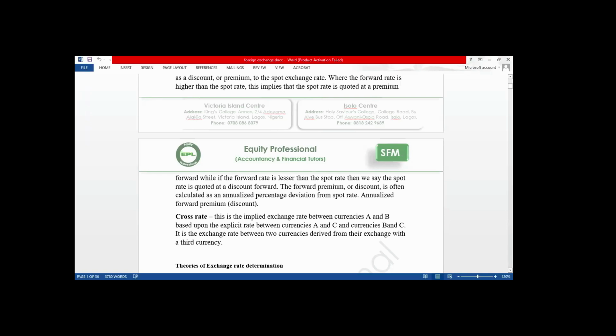Number 3, cross rates. The cross rate is the implied exchange rate between two currencies, A and B, based upon the explicit rates between the third currencies. Let me explain that.